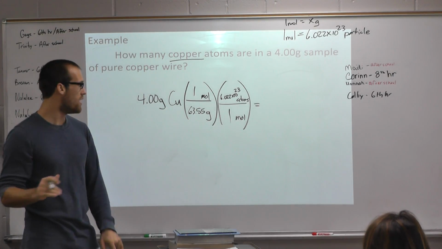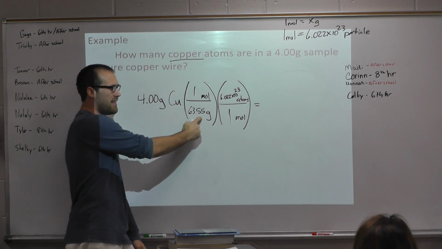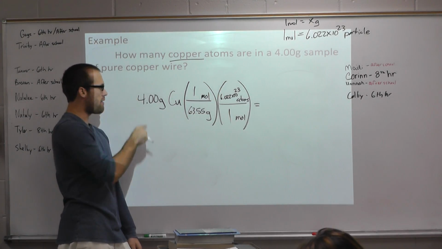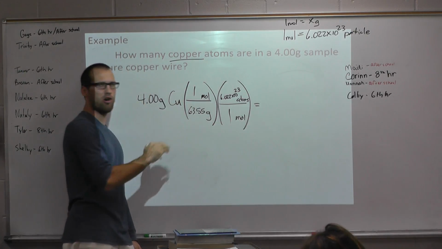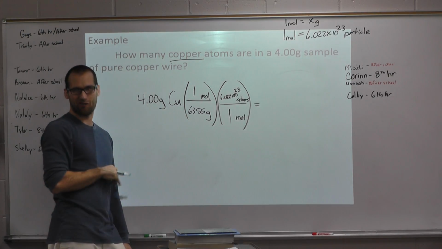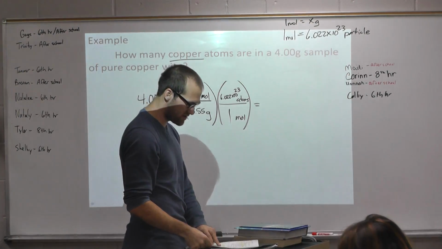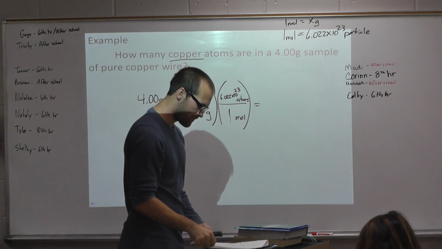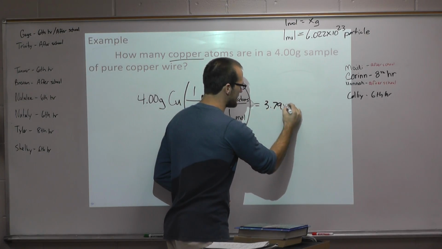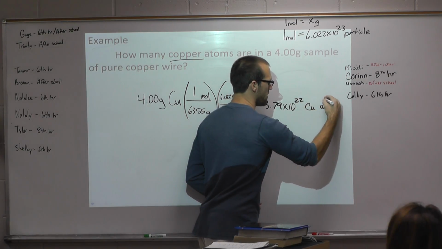Listen before I let you go. You're going to take 4. Anything on the bottom you do what with? Divide. Anything on top you multiply. Do you even need to worry about the ones? Not really. So here's how I would do it. I would take 4 divided by this, solve. Take that answer and multiply it by this, solve. You're going to get the right answer a lot simpler that way. The answer is 3.79 times 10 to the 22nd copper atoms.